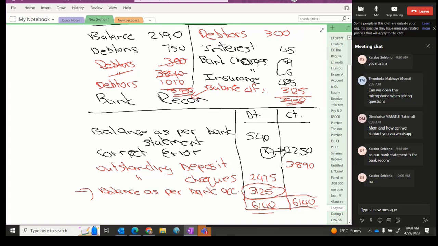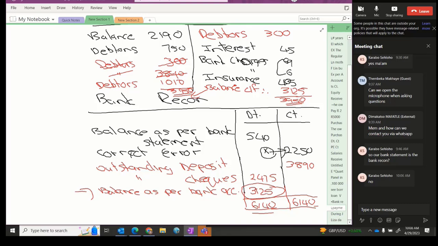So, ma'am, when we are balancing the bank account, we add the bank statement on the debit side and on the bank reconciliation on the credit side. Yes, you have to. You have to add the debit side and then you get that 6140. And then on the credit side, you must add those two values and you must also get that. And if you don't get the values right, you obviously know that you did something wrong.